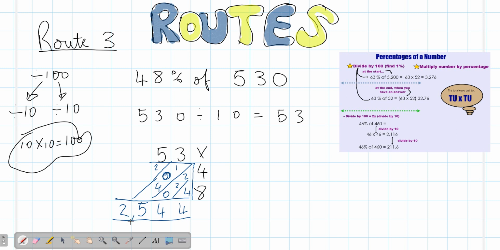The last thing we do is divide our answer by 10. That's the second divide by 10. And 2,544 divided by 10 is 254.4. So, coming back to our question, 48% of 530 is 254.4.